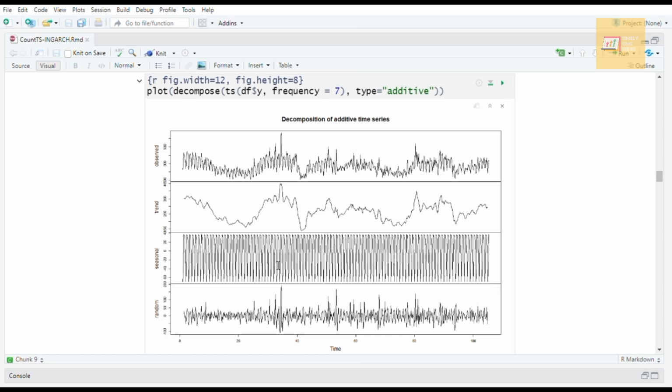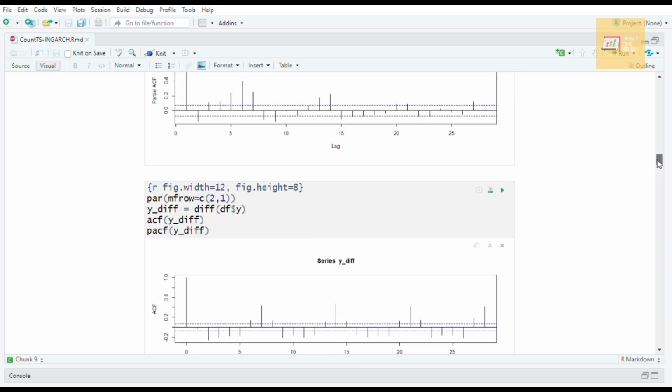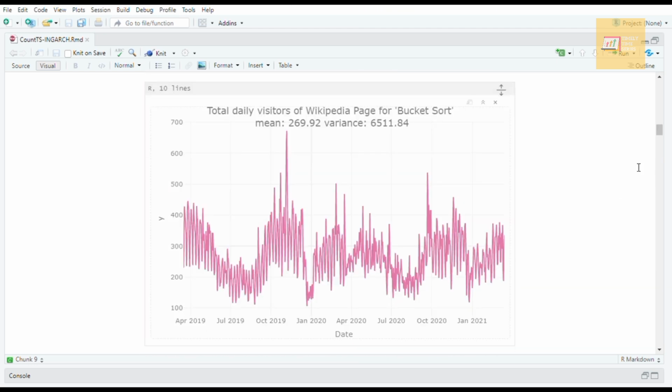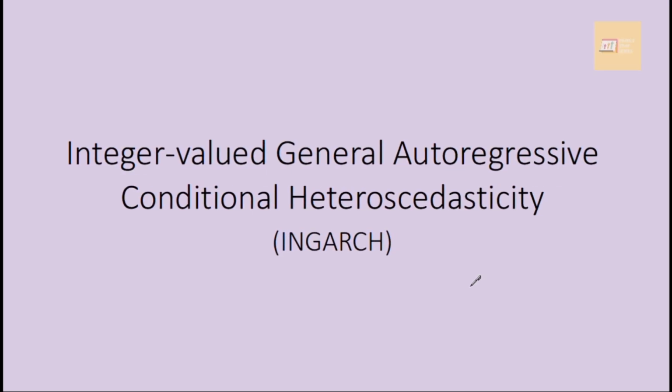And so, yeah, it's like this. Alright, now that we have explored the data a bit, I want to try to use the INGARCH model, because the INGARCH model is designed for integer valued time series. And the INGARCH model can be used with Poisson or negative binomial distribution. Okay, now let's dive into the model.